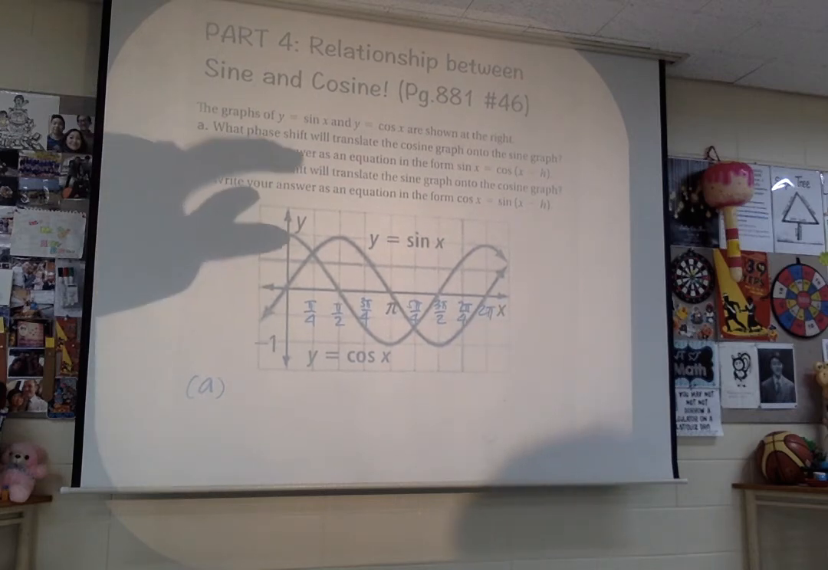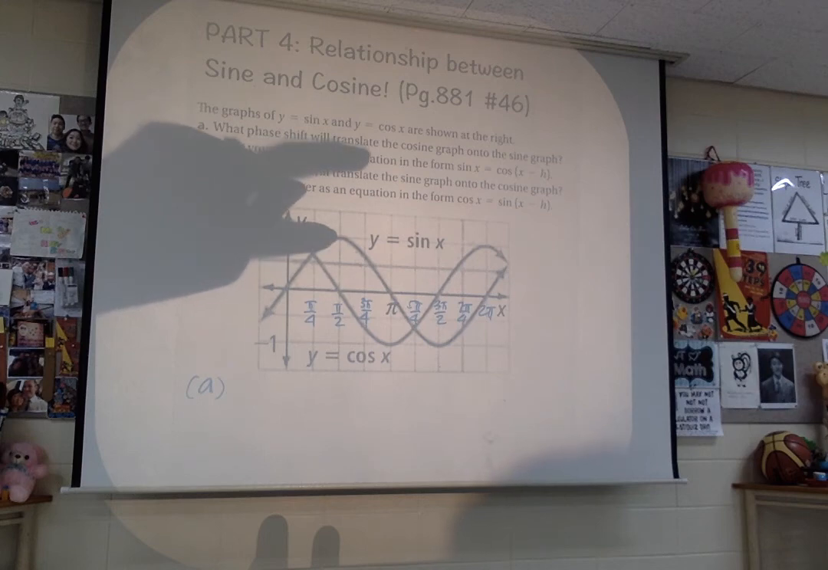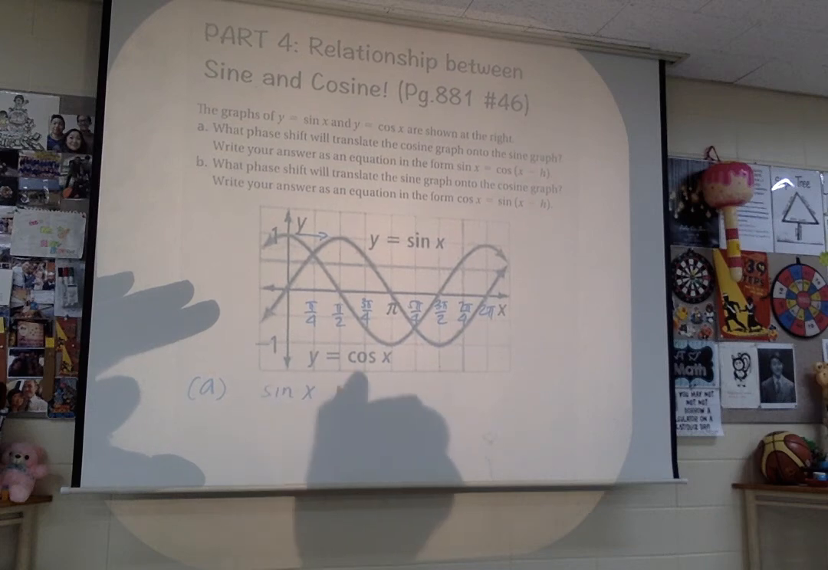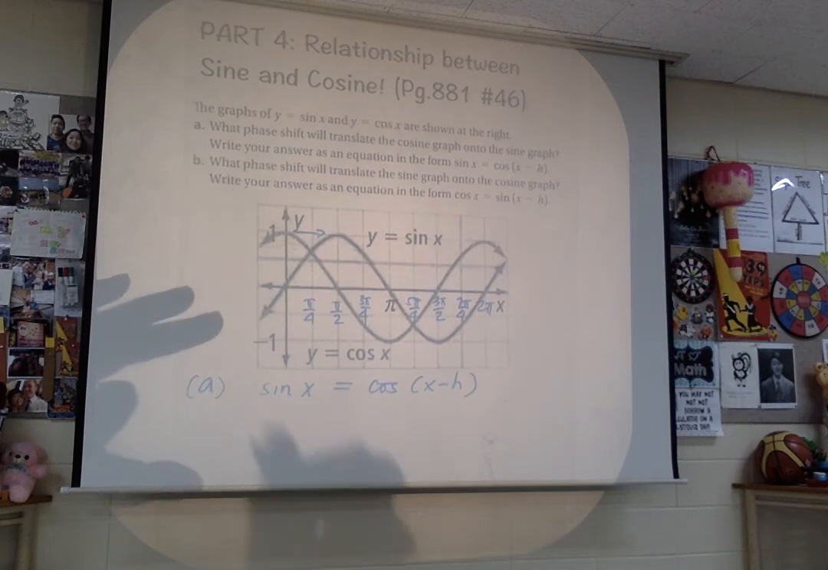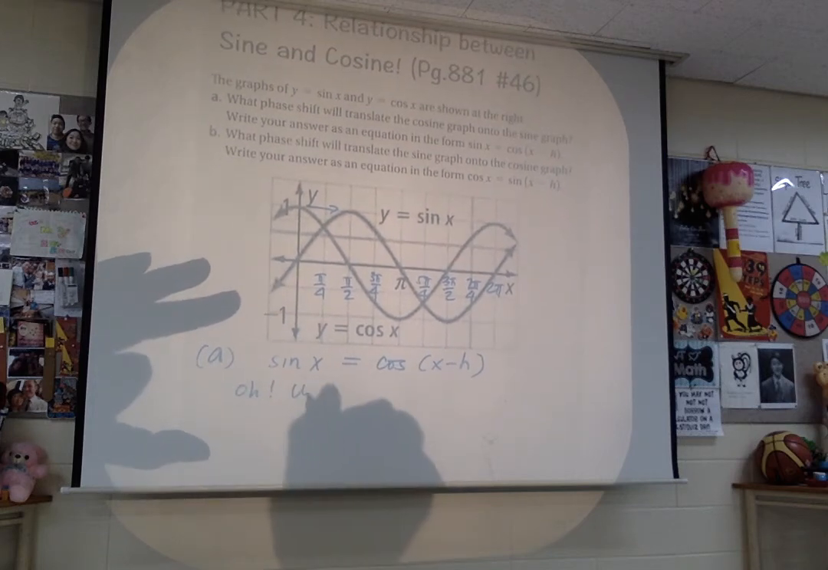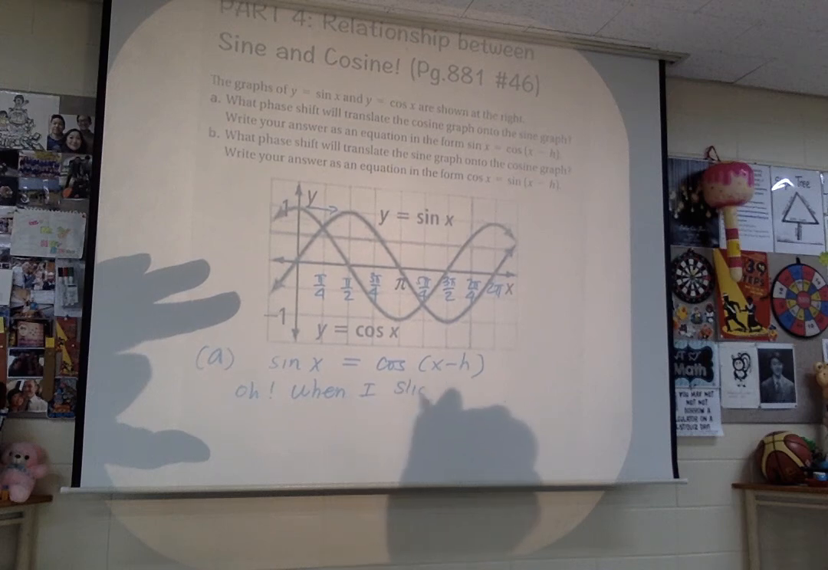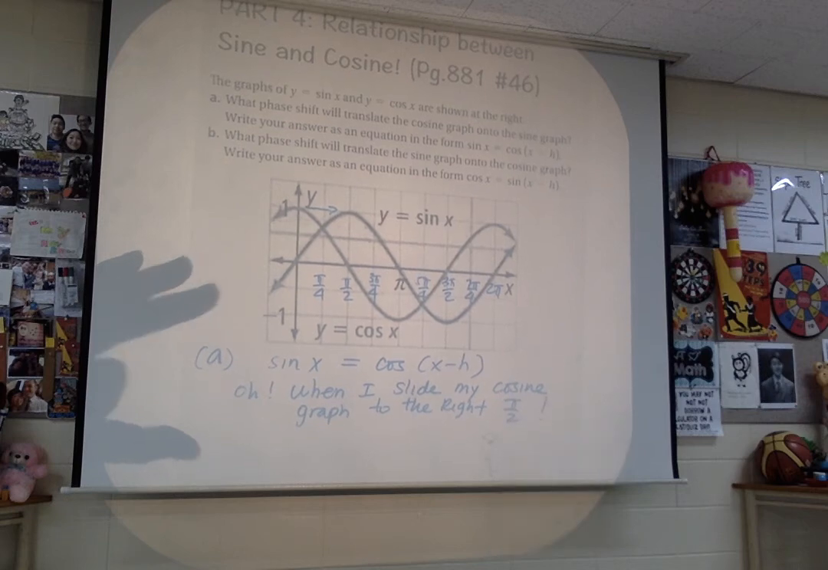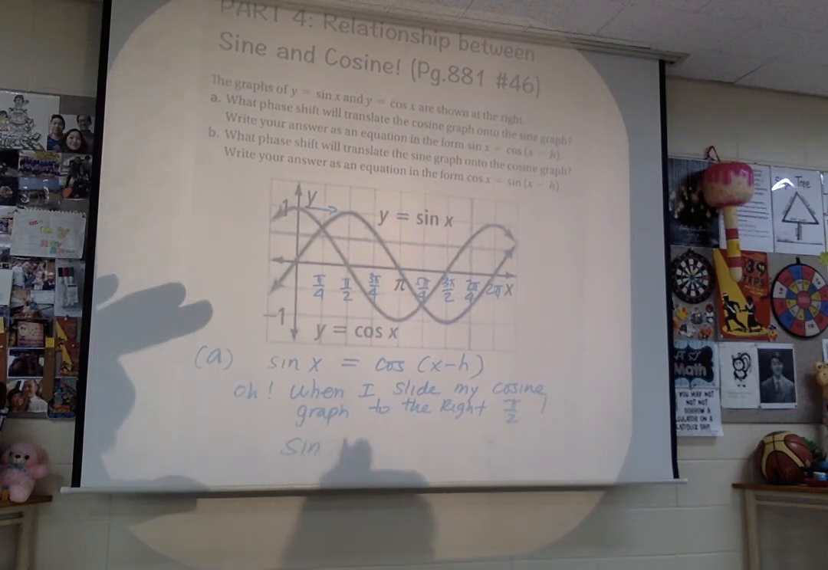But you guys, if I slide this, how much? Oh, to the right. To the right pi over 2? Don't I actually get my sine graph? So you guys, part A says they want us to write in terms of this. So when does that happen? Oh, that's easy. When I slide my cosine graph to the right. How much? Pi over 2. So easy, you guys. Yep, I knew you got it.